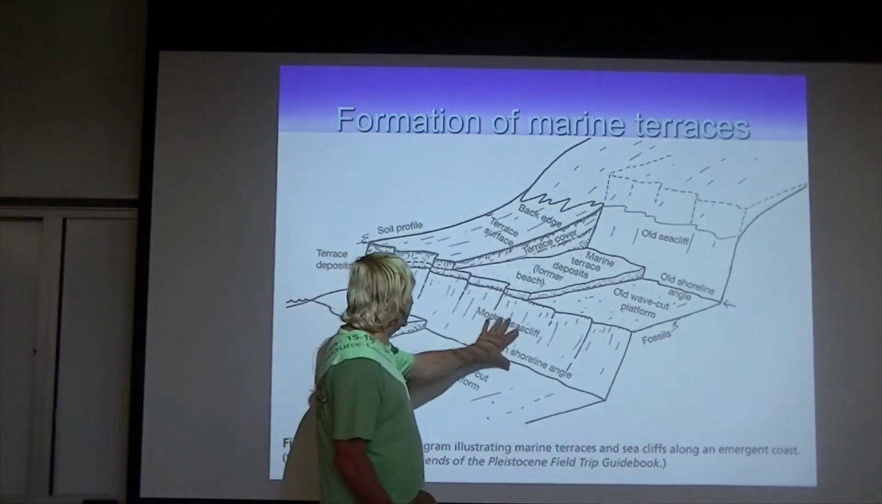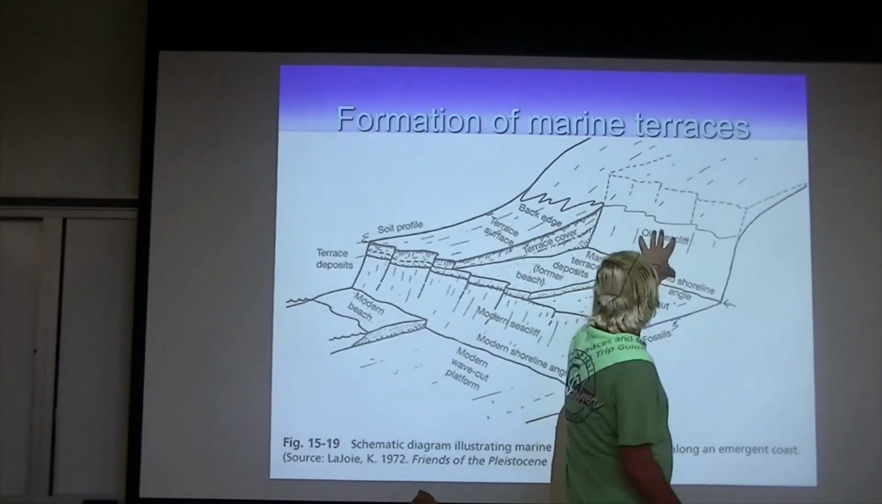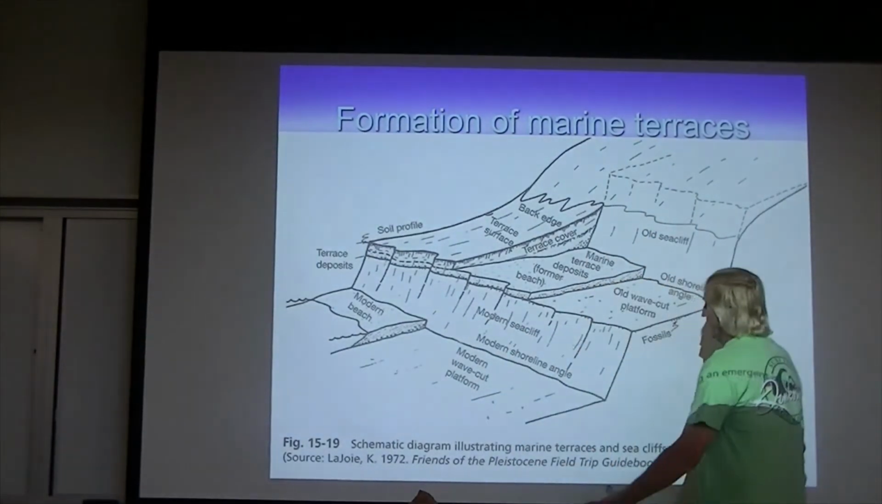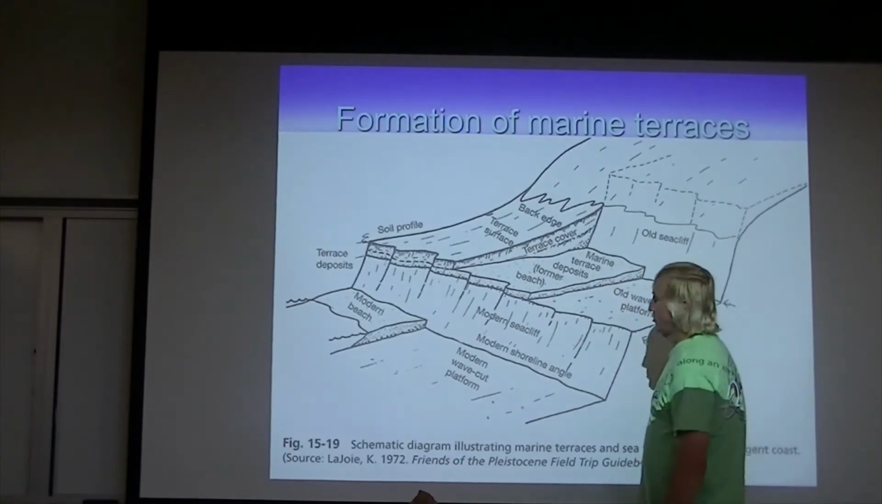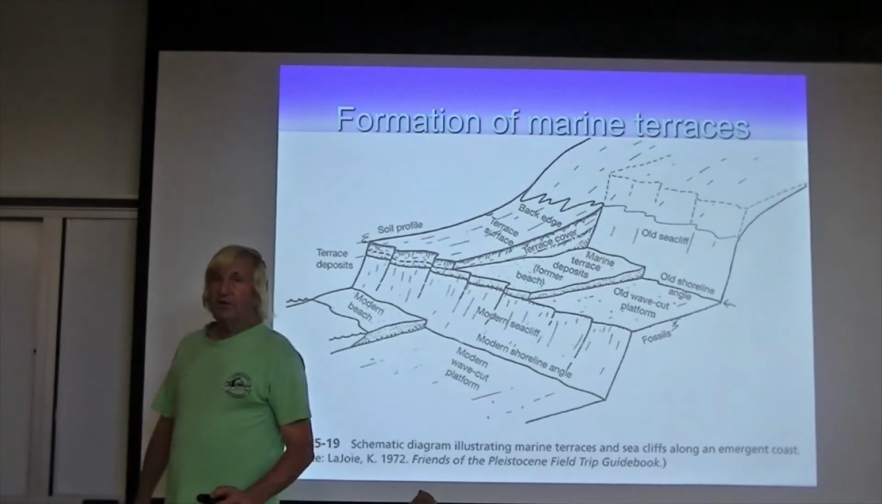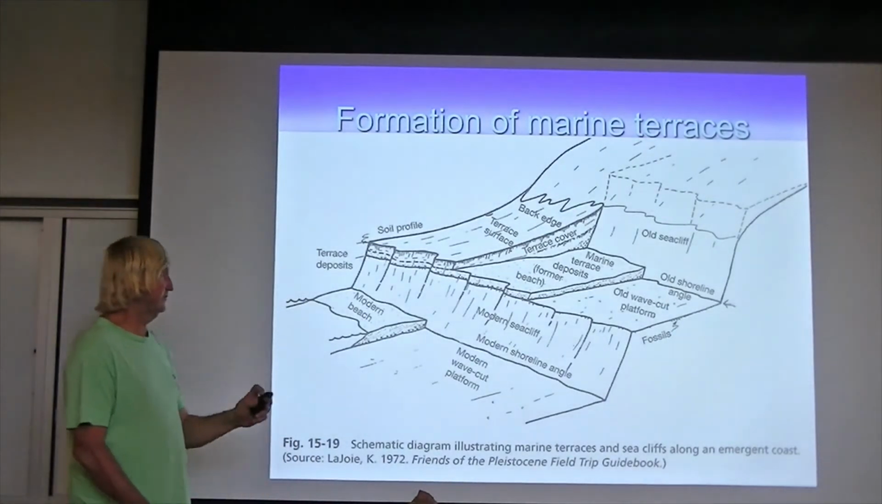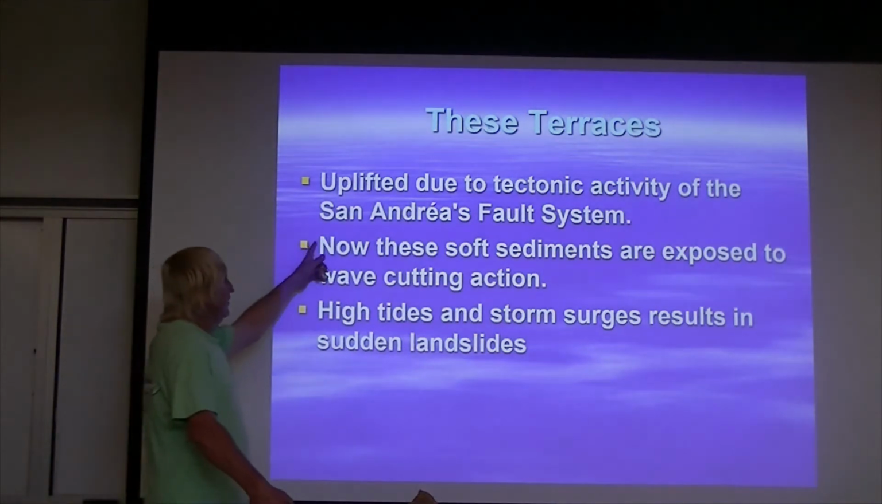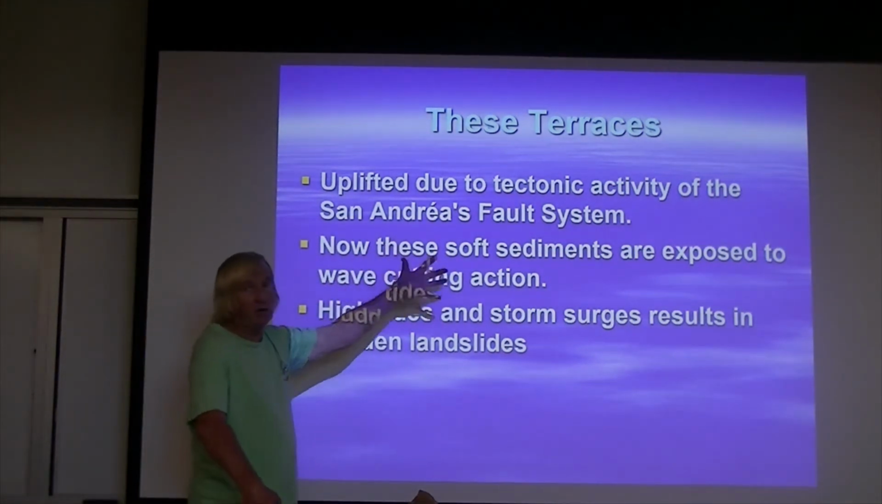This is a diagram that shows how these things look. So you have this modern sea cliff, and then you have these old sea cliffs. At one time, this old sea cliff was down here. And so this entire area has been subject to tectonic uplift and, as a result, is very subject to erosion. So these terraces are due to tectonic activity. The San Andreas Fault is now actively pulling everything apart.